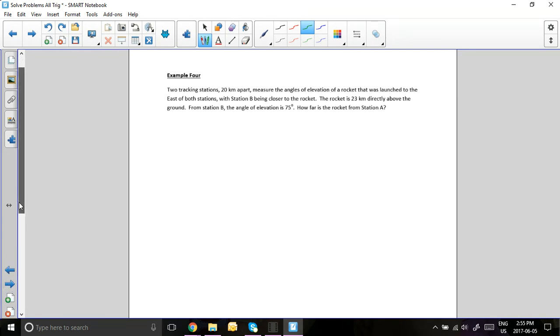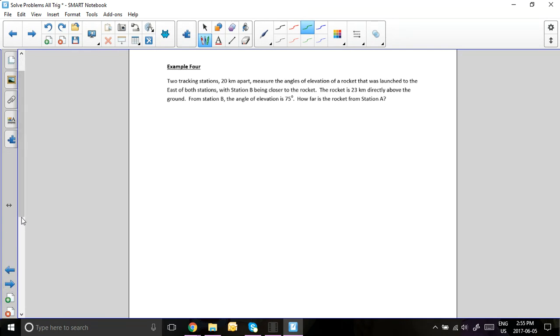Final question. Two tracking stations 20 kilometers apart measure the angles of elevation to a rocket that was launched to the east of both stations. Okay, so we really need to get good at being able to draw accurate pictures for these types of questions, okay? So two tracking stations are both looking at a rocket that's to the east.